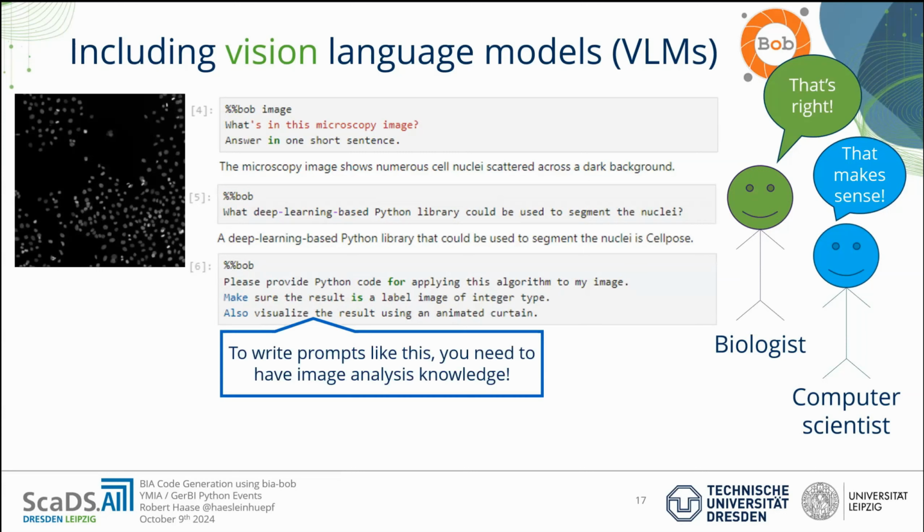And you see here already the language I'm using, label image of integer type, requires some image analysis knowledge. And that's what I also often say to people: you cannot analyze images with a large language model if you do not know how to analyze images. So you have to have some basic knowledge about image analysis. Otherwise, you cannot guide the language model the right way down the road in order to achieve this task.